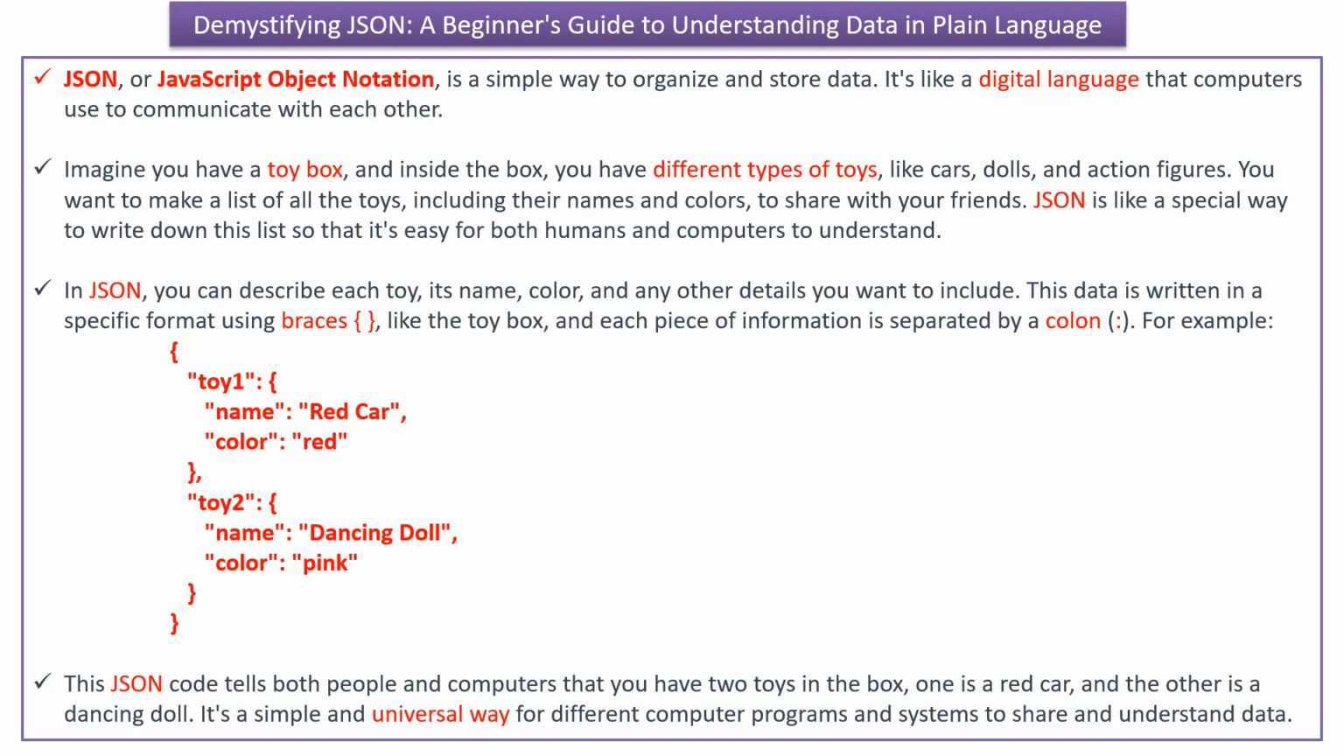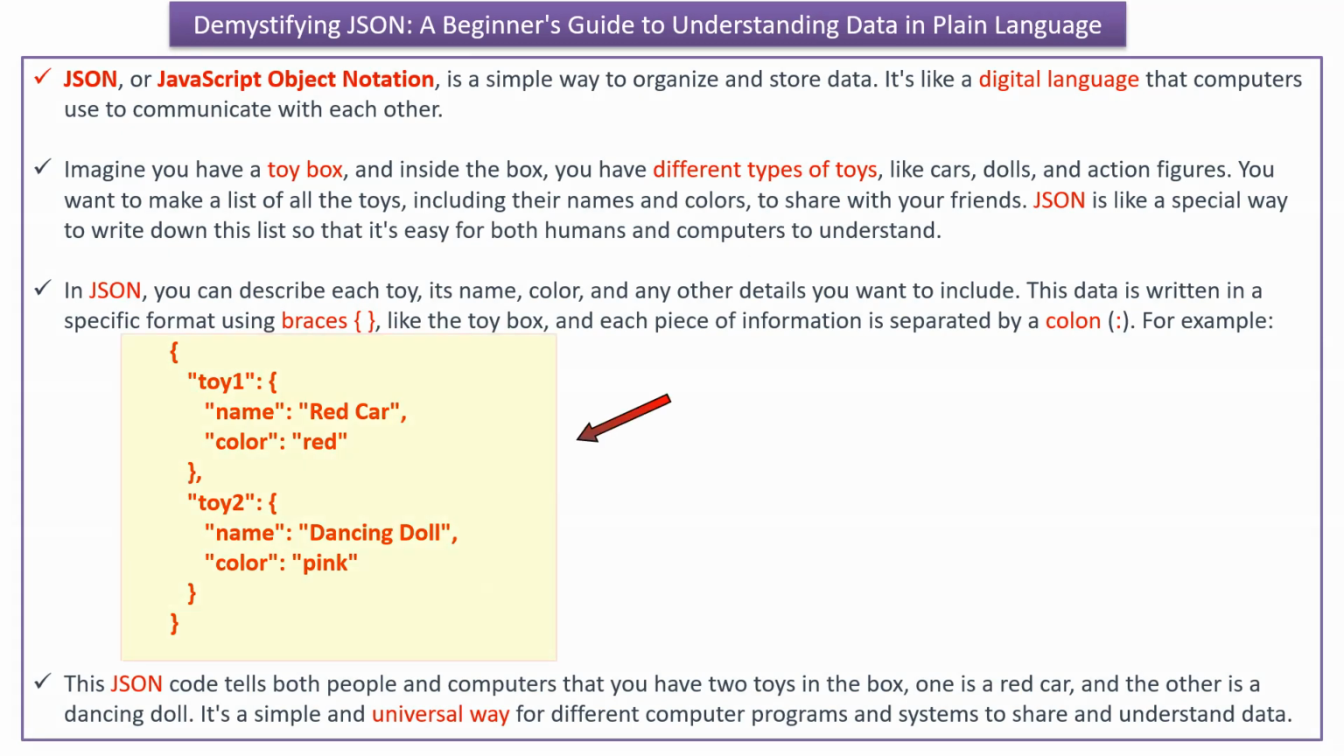Imagine you have a toy box, and inside the box you have different types of toys like cars, dolls, and action figures. And you want to make a list of all toys, including their names and colors, to share with your friends. JSON is like a special way to write down this list so that it is easy for both humans and computers to understand.